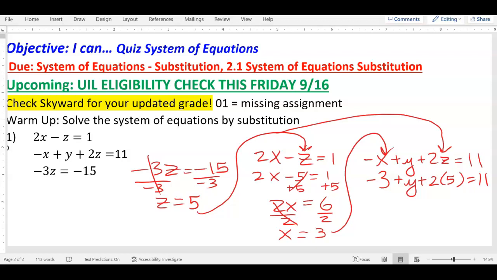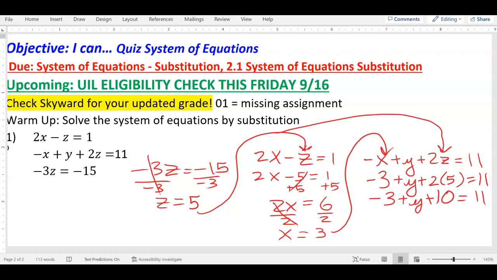What would I do first in my PEMDAS situation? Parentheses, right? So that 2 and that 5 multiply to make what? 10. Bring down negative 3 plus y plus 10 equals 11. Everything else comes down. What should I do on that left side of the equation? Okay, so we want to combine like terms. You could get rid of the 3 and then get rid of the 10, or you could just combine them. Either way, it's 2 steps.